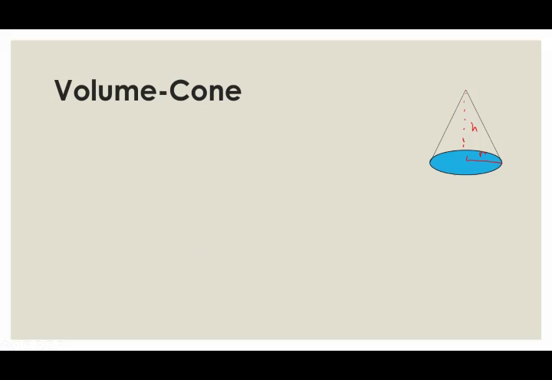Alright, so volume of a cone. The volume of a cone is, volume is equal to 1/3 pi r squared h. So let's say our radius is 2, and our height is 3. So all we're doing is plugging in our radius and our height. So we have 1/3 pi, r is 2, so we have 2 squared, and h. And let's say we're dealing with feet.